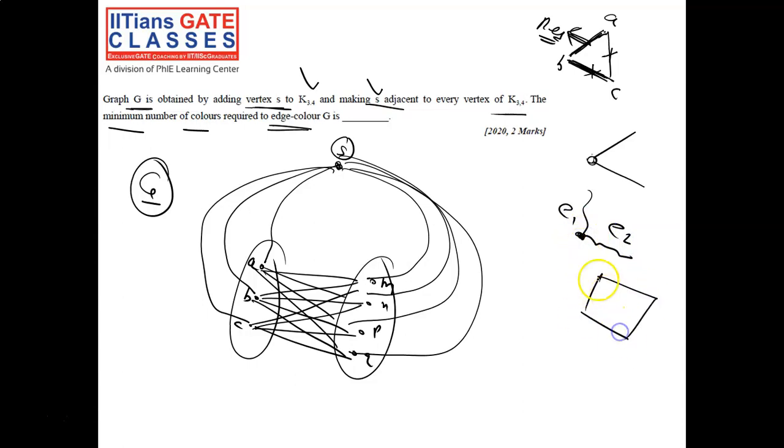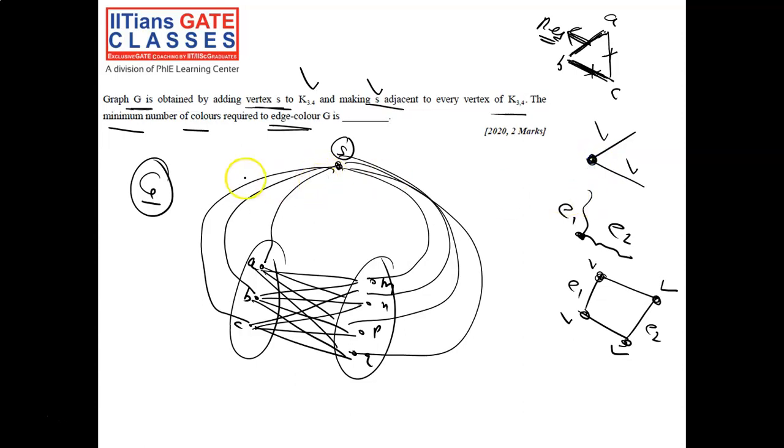If you take this graph, let's assume this is E1 and this is E2. E1 and E2 are not adjacent, because they are not sharing any common endpoint. The endpoints of E1 are these, and the endpoints of E2 are these. So they are not adjacent. This is the concept of adjacent edges. We say that two edges are adjacent if and only if they share a common endpoint.